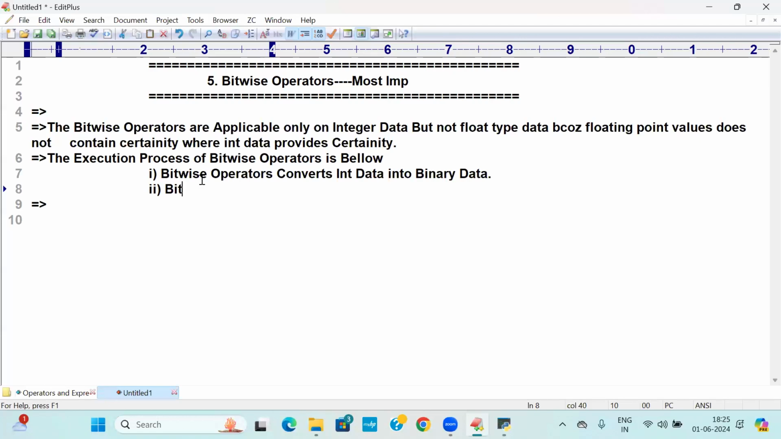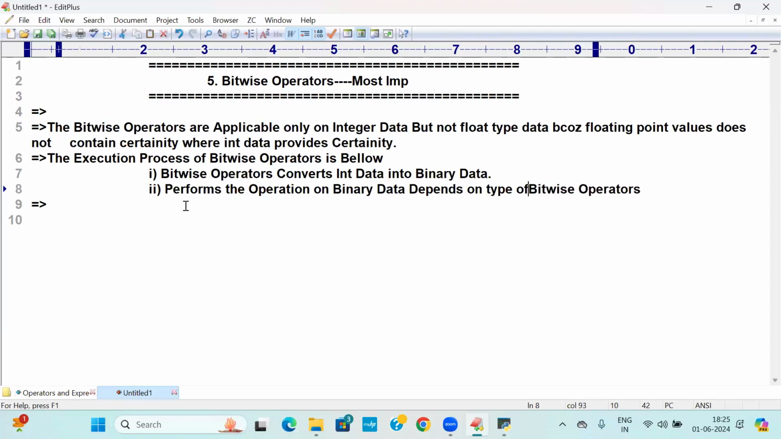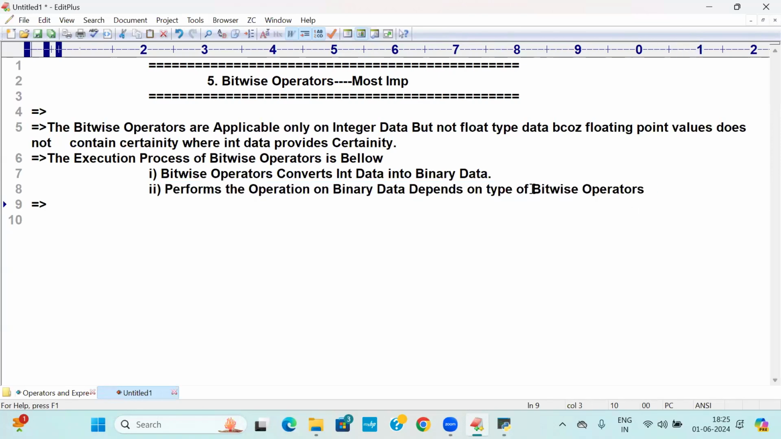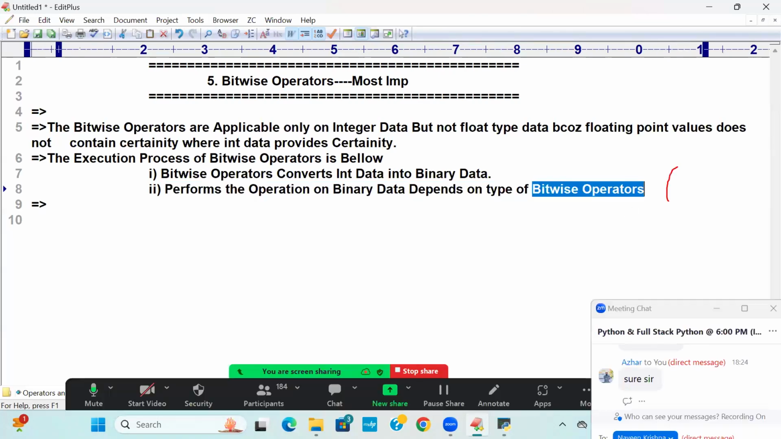Next, bitwise operators perform the operation on binary data, depending on the type of bitwise operator. We have six bitwise operators. Depending on the type of operator, it will perform that operation on the binary data.